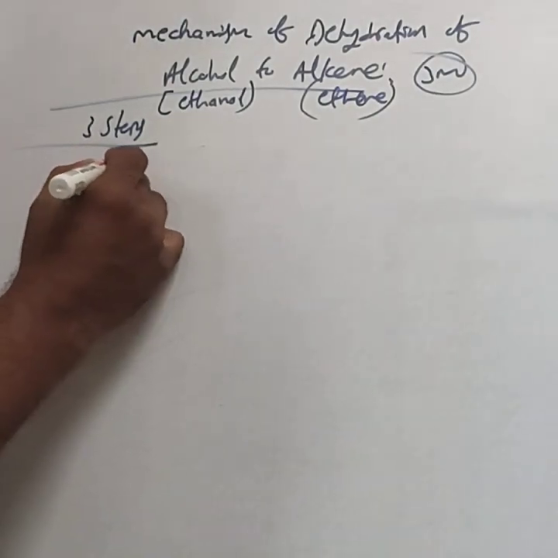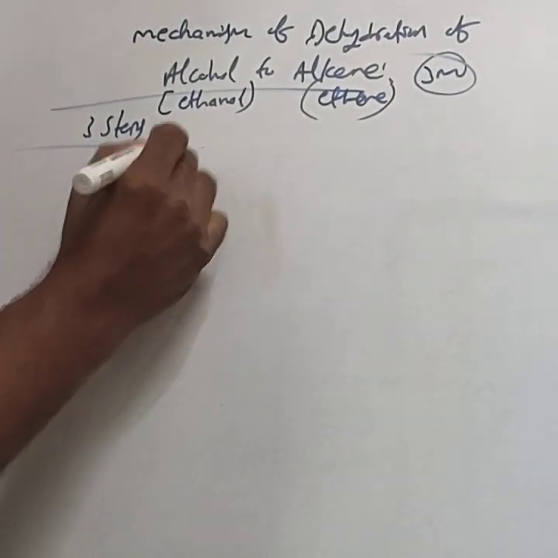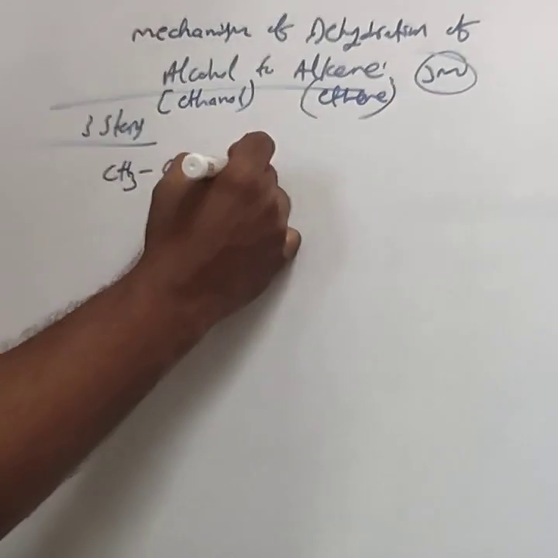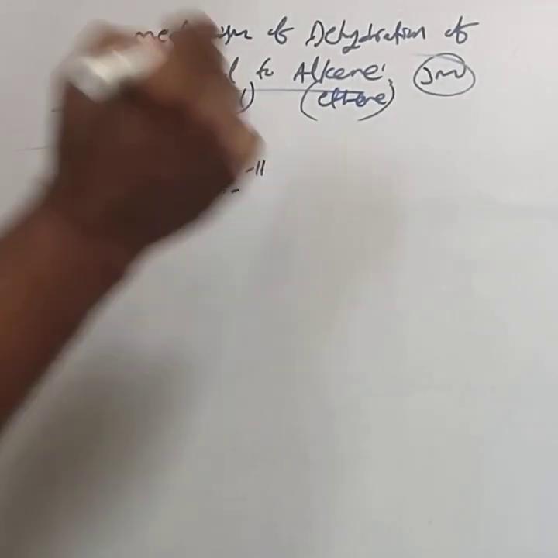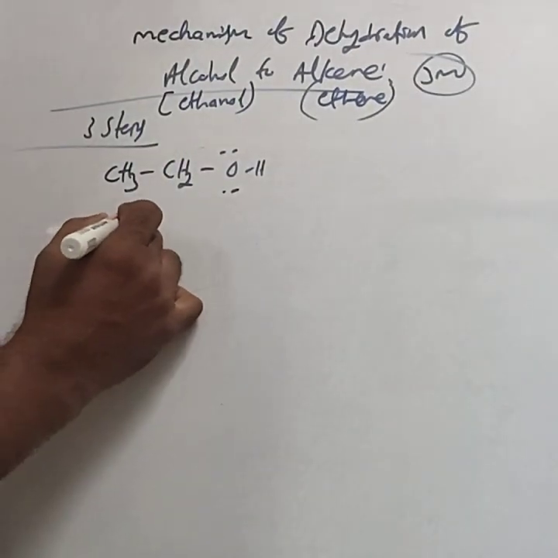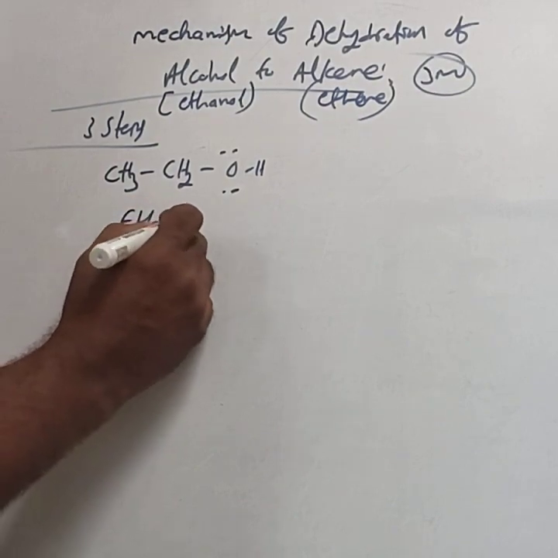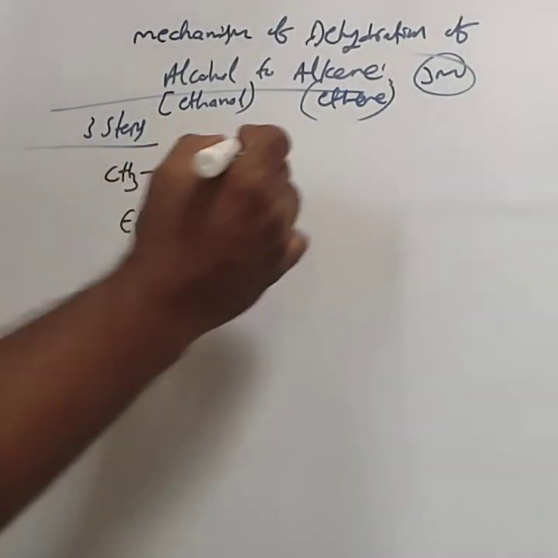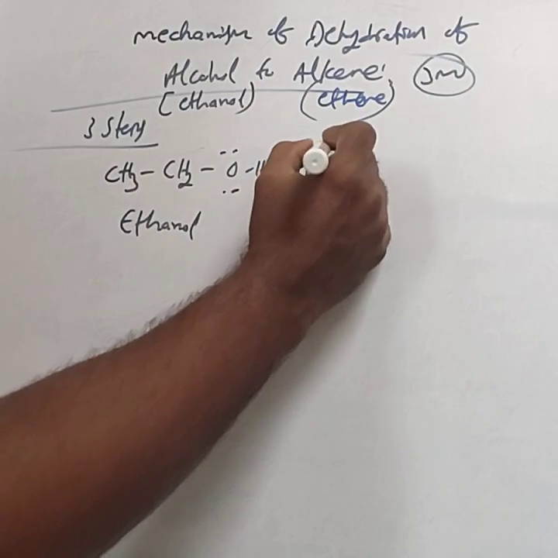In the first step, you take CH3CH2OH. This is ethyl alcohol, or ethanol. Ethanol combines with the proton.